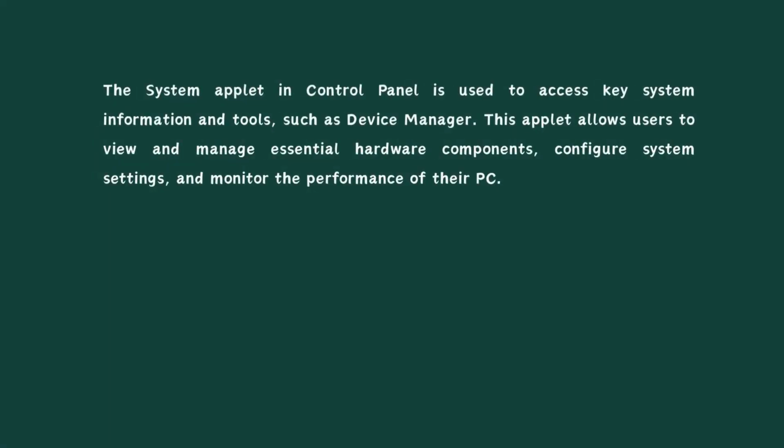The System applet in Control Panel is used to access key system information and tools, such as Device Manager. This applet allows users to view and manage essential hardware components, configure system settings, and monitor the performance of their PC.